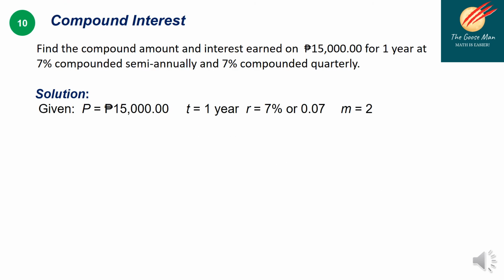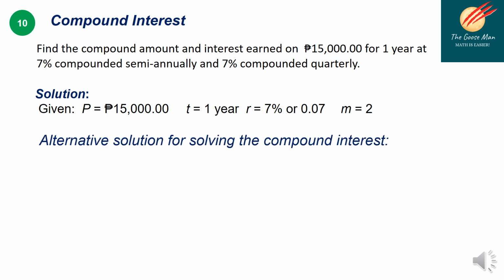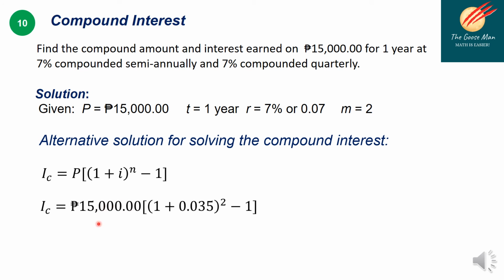However, there's a shorter way to solve this compound interest. We will use the alternative solution. In the formula, compound interest is equal to the present value times the expression 1 plus i raised to n, minus 1. We simply plug in the given values. So we have 15,000 times 1 plus 0.035, this is the one that we got a while ago, squared, minus 1. So the compound interest is equal to 1,068.38, which is the same value that we got a while ago.